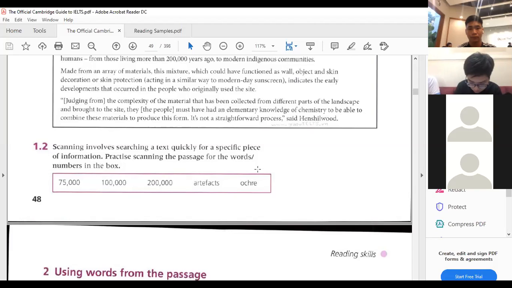So we have 3 groups of numbers and 2 words, artifacts and occurrence. 75,000, 100,000, and 200,000 and other facts. Okay, done. Shall we scan?